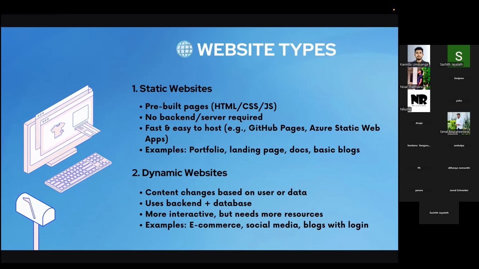Another one is a dynamic website. A dynamic website is one where content changes based on user or data. These websites need a backend and database. They are more interactive but need more resources, like storage and computing processing. Examples are e-commerce, social media, and blogs with login. APIs are also used for these dynamic websites.